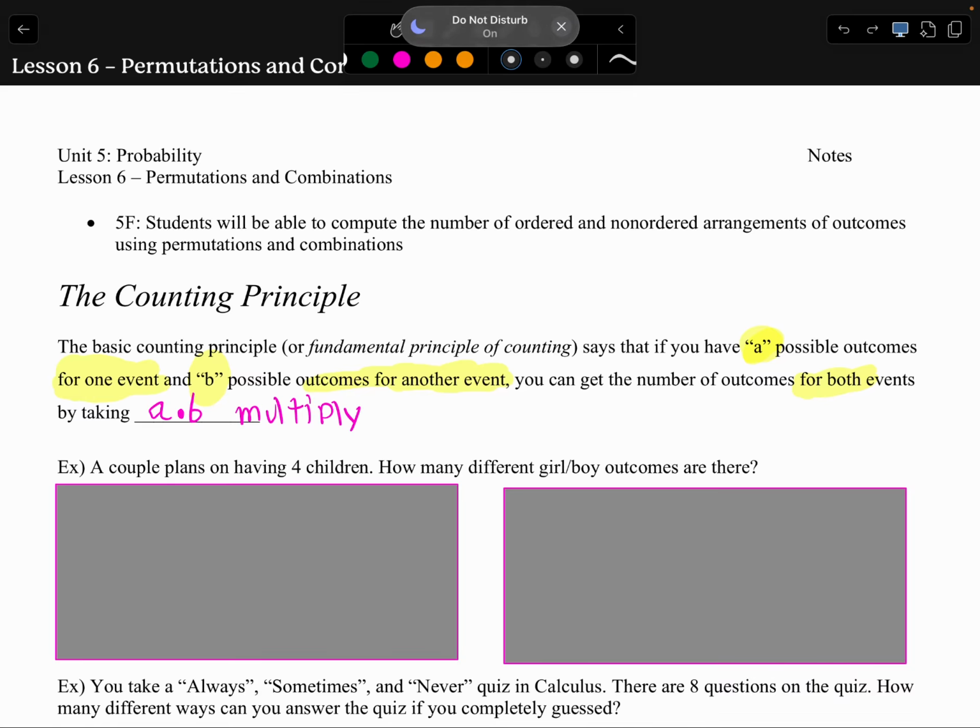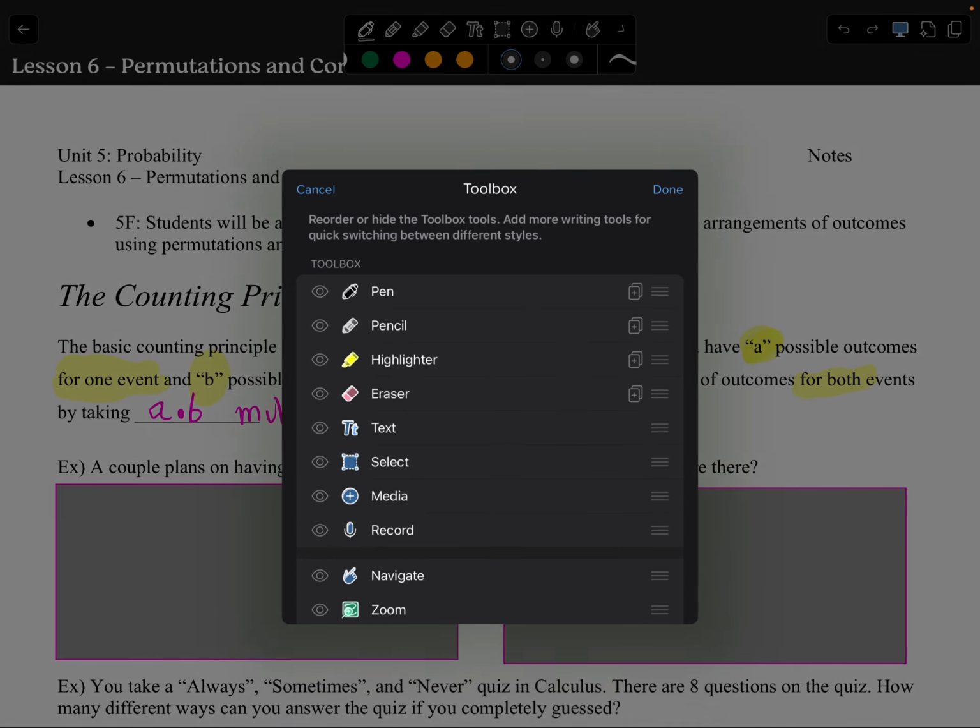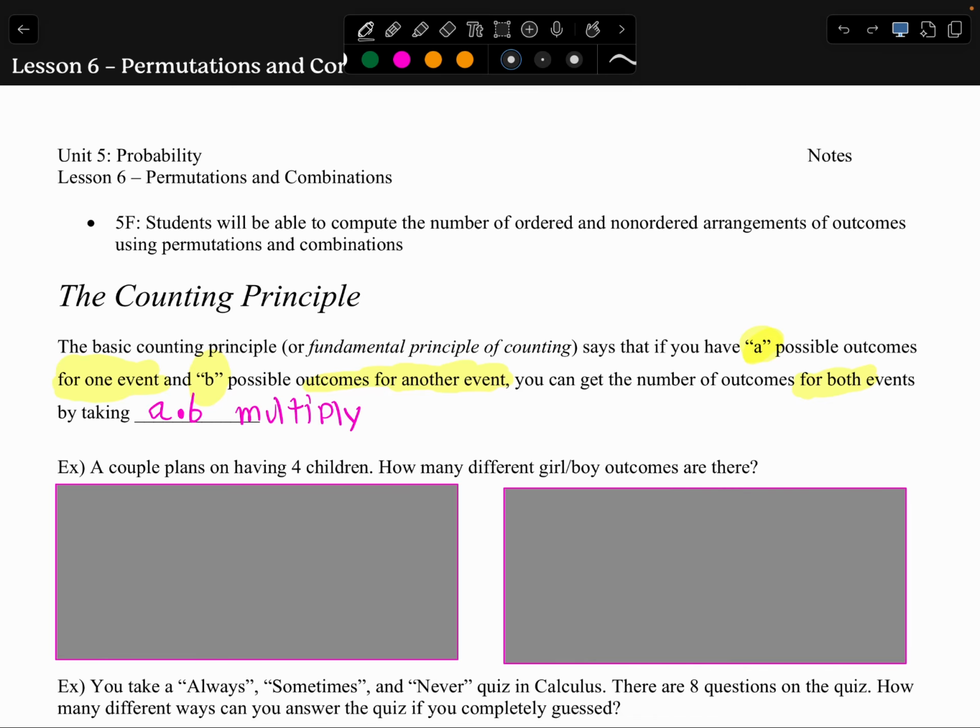Everyone, this is your Note 6, Lesson 6 from Unit 5. This is our last note before the test.